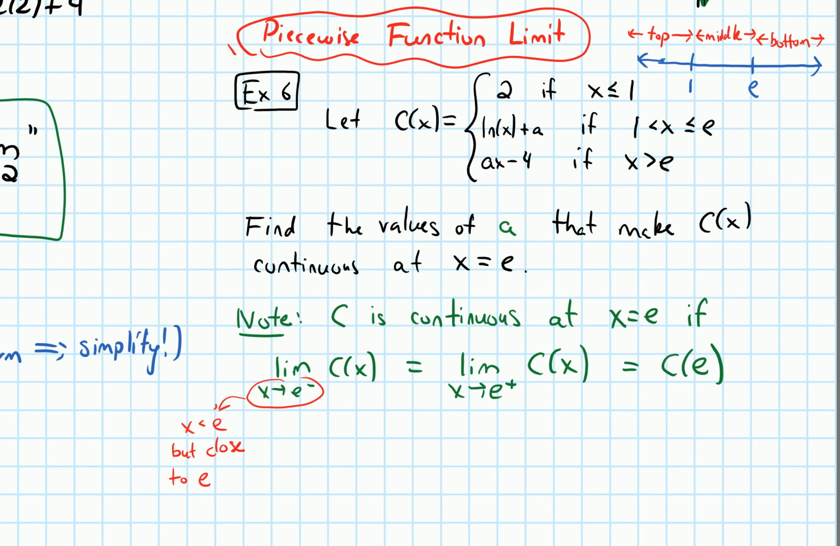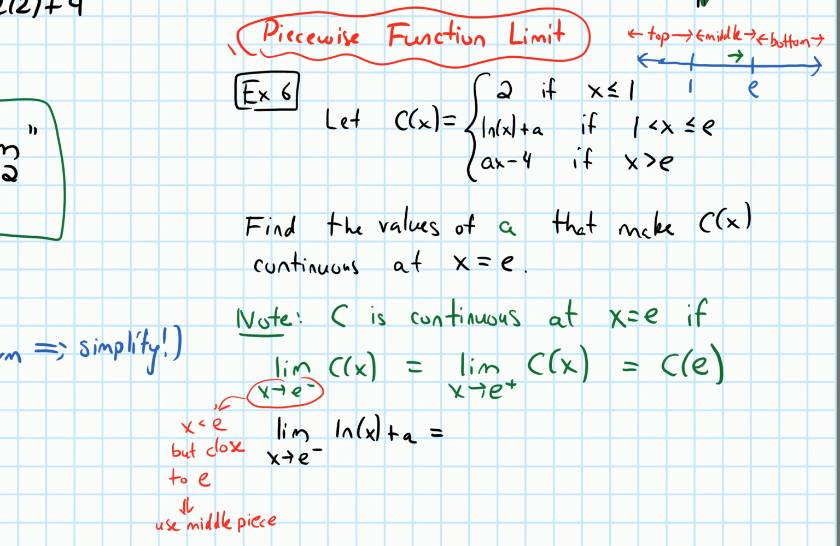If we're talking about this left-hand limit here, the limit as x approaches e from the left, we said that means x is less than e, so it's on the left-hand side of e, but it's really close to e. That means we are here somewhere, getting really, really close to e, but on the left-hand side. That means I'm going to use the middle piece. So I'm going to write my limit, the limit as x approaches e from the left, but I get to replace c of x with that middle piece, which is ln of x plus a.